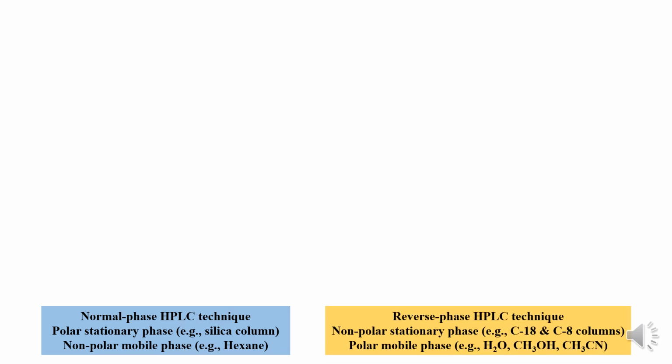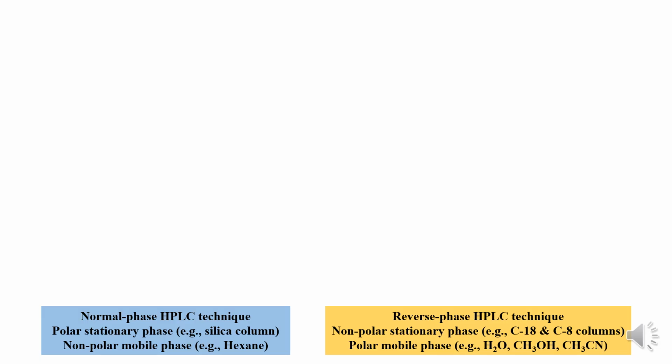There are two major HPLC techniques commonly employed for carrying out the separation of the given sample mixture into individual components. They are normal phase HPLC technique and reverse phase HPLC technique. In the normal phase HPLC technique, the stationary phase used is polar in nature, for example silica column, while the mobile phase used is non-polar in nature, for example hexane. In case of reverse phase HPLC technique, the stationary phase used is non-polar in nature.